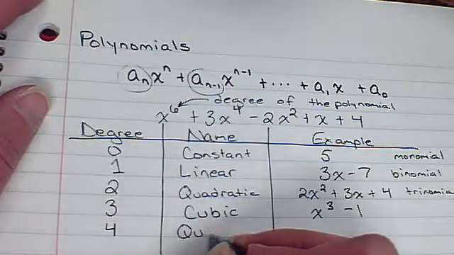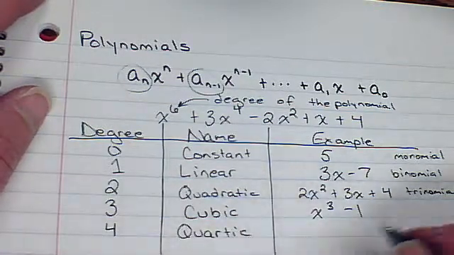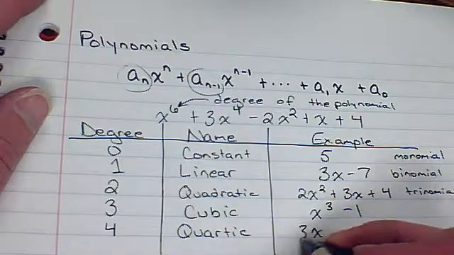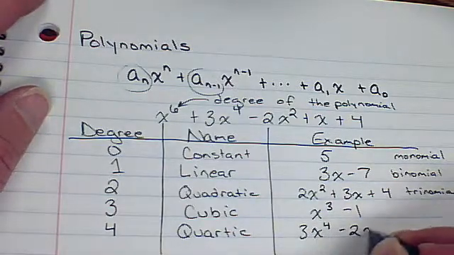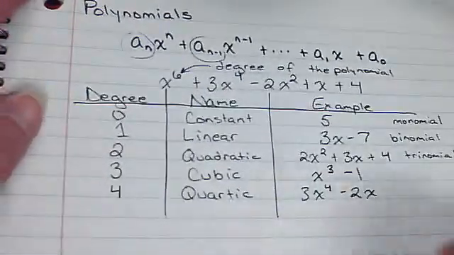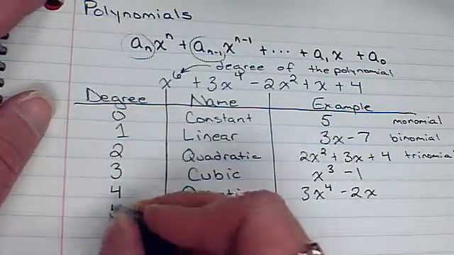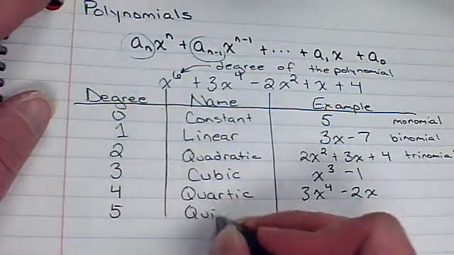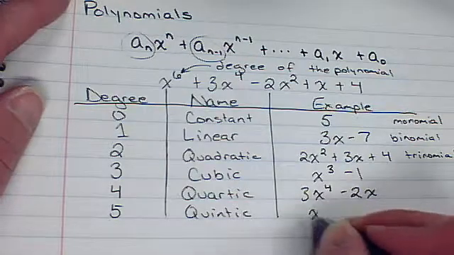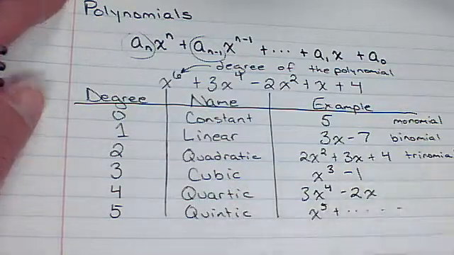4 is quartic. So I would have maybe 3x to the 4th minus 2x. You don't always have to have every term. 5 is actually called a quintic. So you'd start off with x to the 5th plus other stuff after that.